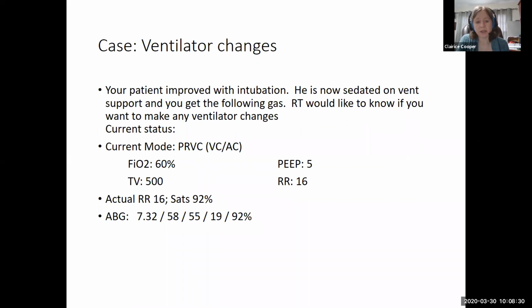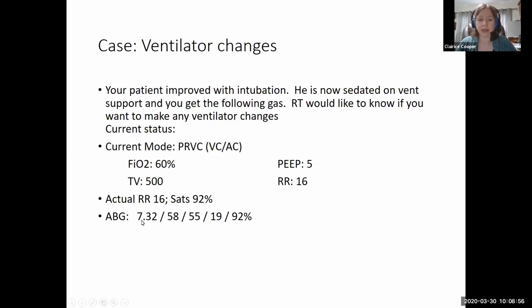The patient is saturating 92%. Their actual respiratory rate is matching your ordered respiratory rate, so that means they are what we call riding the vent. They're not initiating any additional breaths. And here's our gas. I'll pause for a moment as you consider what you would want to do and how you are analyzing this patient.